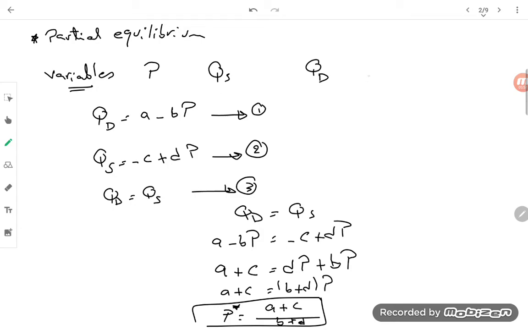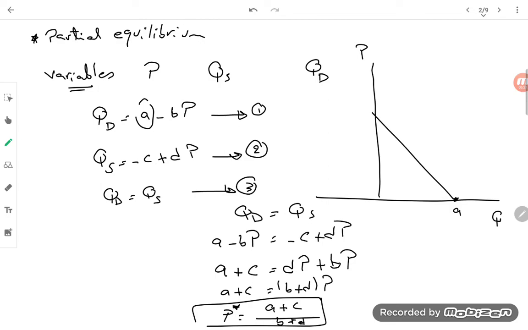This can be illustrated graphically. This is quantity and this is the price. The intercept for the demand equation is A. So if price equals 0, quantity demanded will be A. So this is the demand function. And in case of the supply function, the intercept is negative C, so we are going to start with a negative value, and it's positively sloped, so this is the supply function. The point of intersection is the point of equilibrium at Q star.